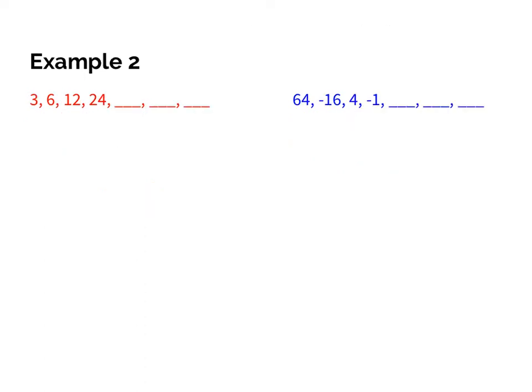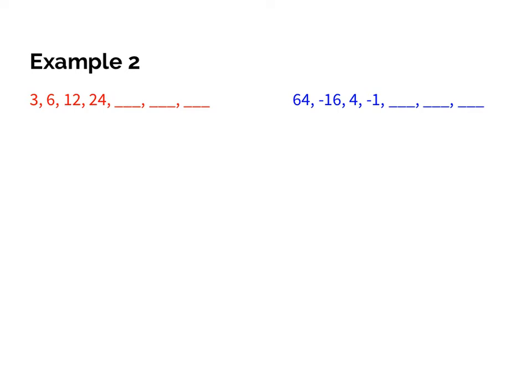So with a geometric sequence, what we are looking at is for multiplication or possibly division. Multiplication if the numbers are getting bigger, division if we see the numbers getting smaller. All right, so in example 2, what we're going to do is try and figure out what would be the next 3 terms in the sequence.